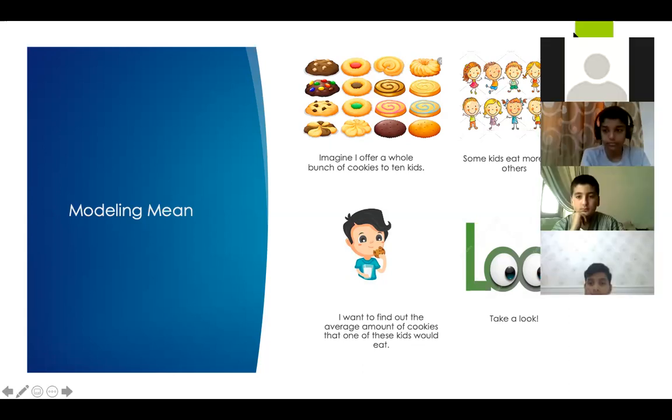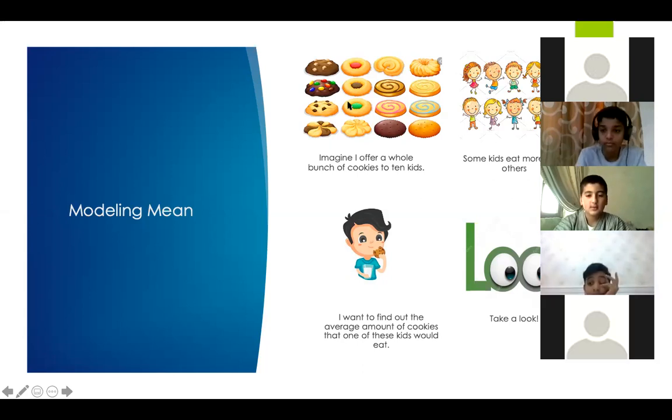Okay, guys, let's just discuss what we have here. Can you remind me again, what are we supposed to be looking for? The average. Okay, before we proceed, what do you think mean would be about? It would be about finding what? What could it be about? I want to find out the average. The average. Yes.